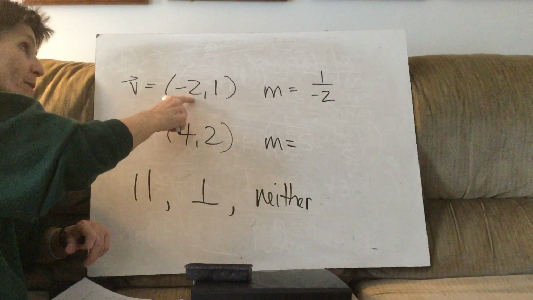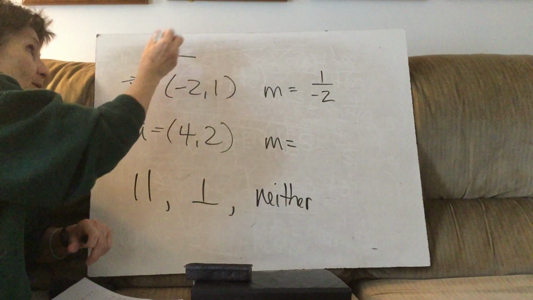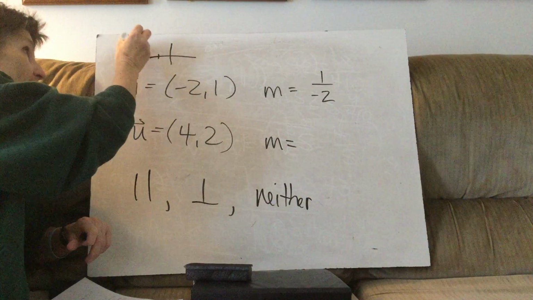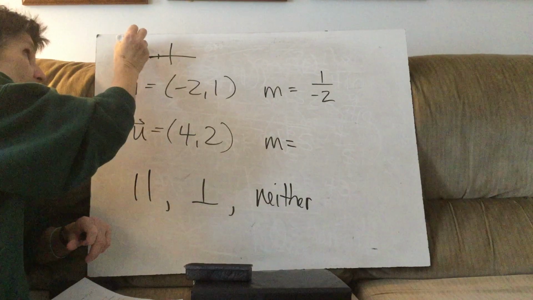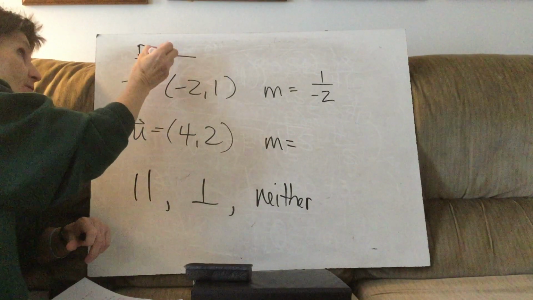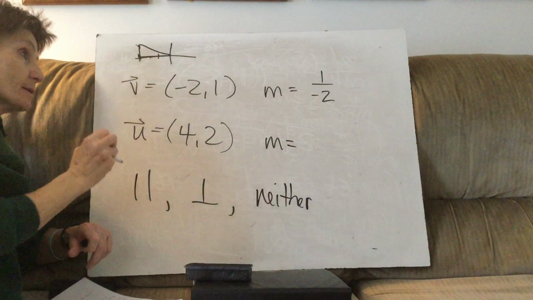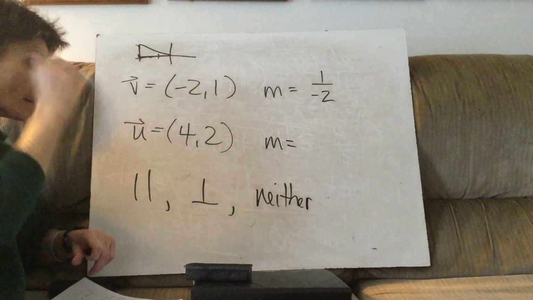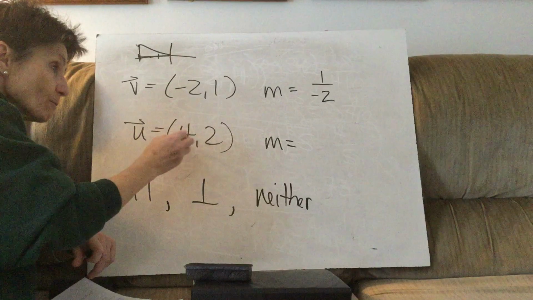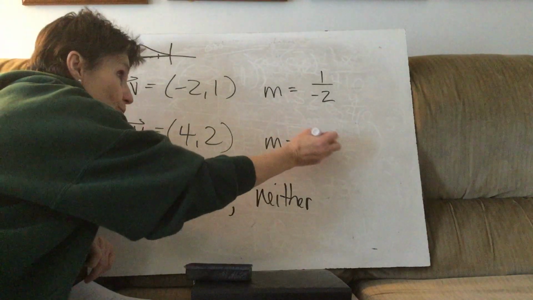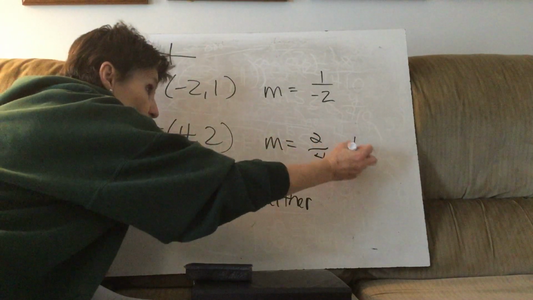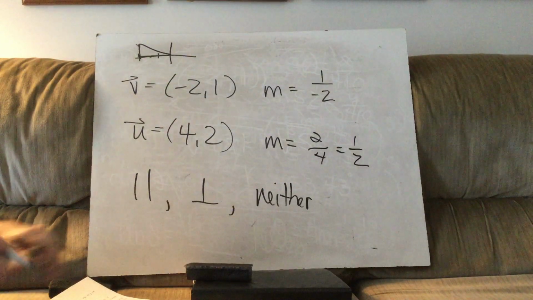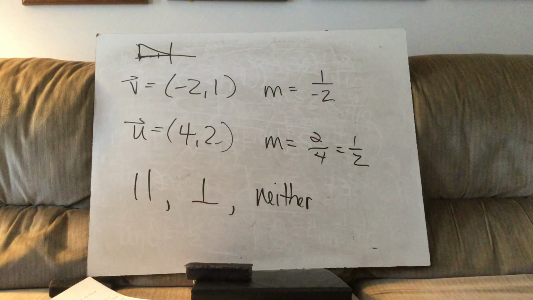Remember, if you draw a picture of this guy, you're going left 2 and up 1. So left 2 and up 1. That's a slope of 1 over -2. This slope would be y over x. The slope would be 2/4, which is positive 1/2, y over x.